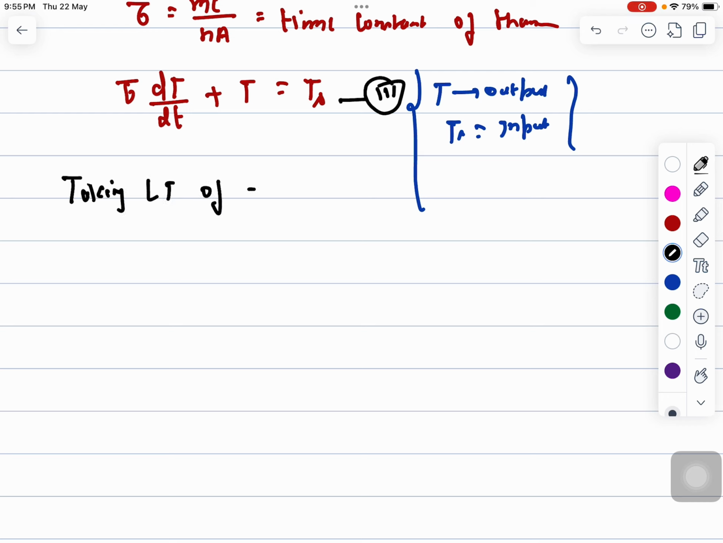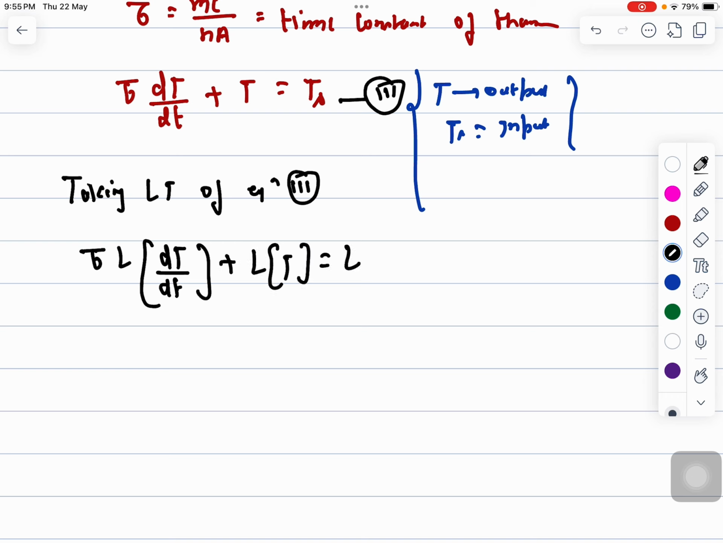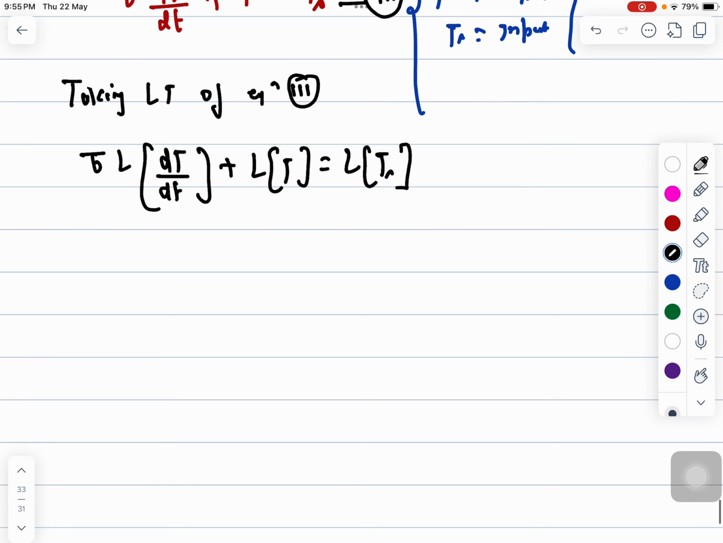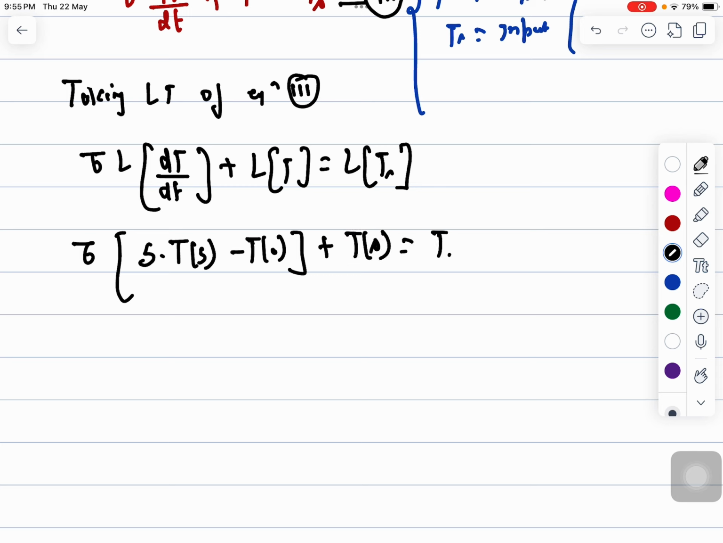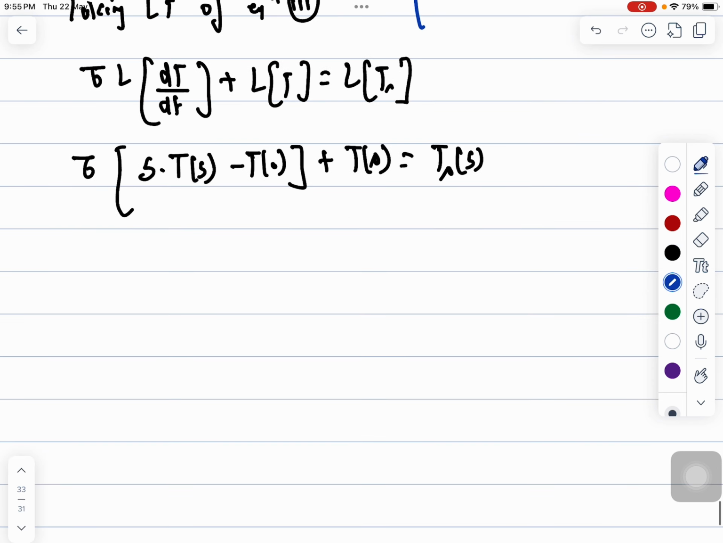So now let's say I am assuming this is equation third, and taking the Laplace transform of equation third, what will you get? Tau Laplace of dT/dt plus Laplace of T equals Laplace of Ts. So if I take the Laplace here, you can see tau, and what is dT/dt? s T(s) minus T(0), plus T(s) equals Ts(s). Is that clear?